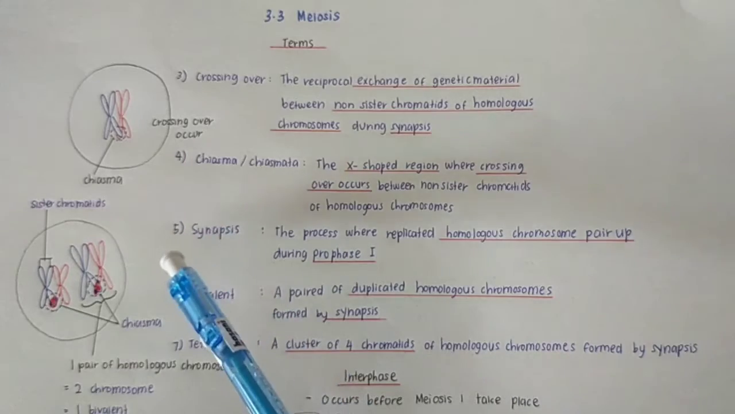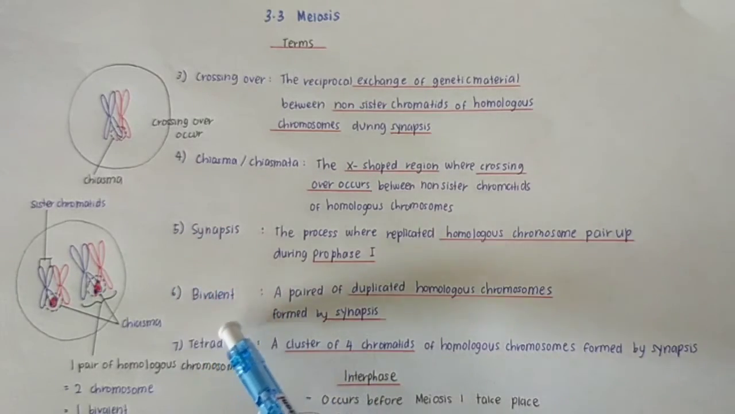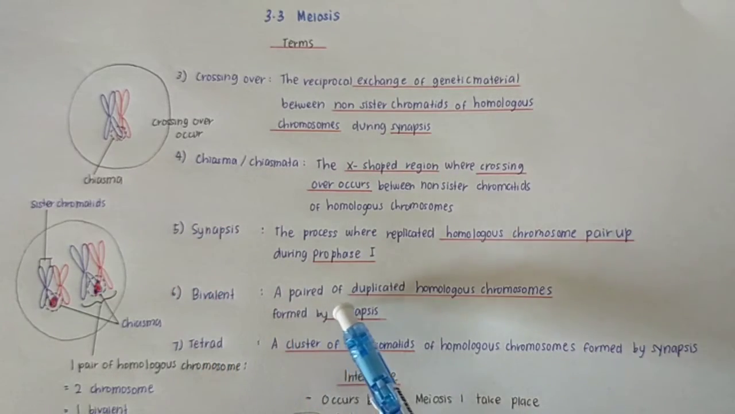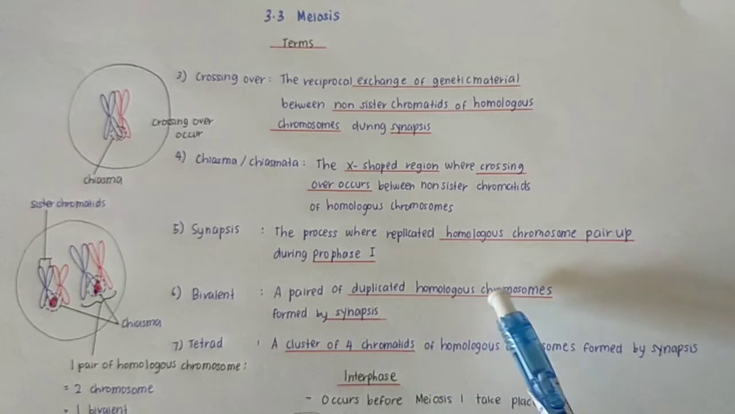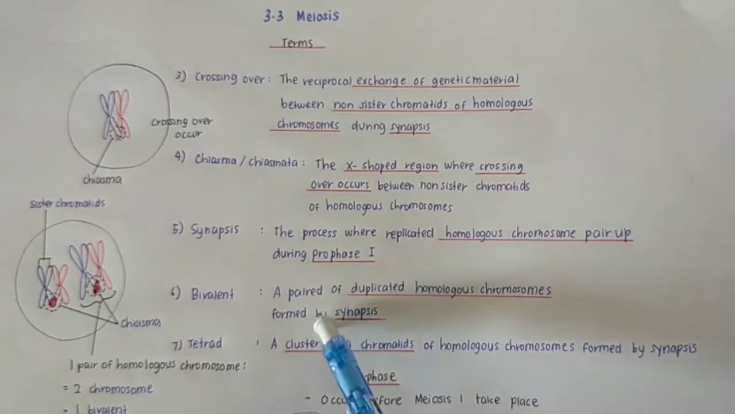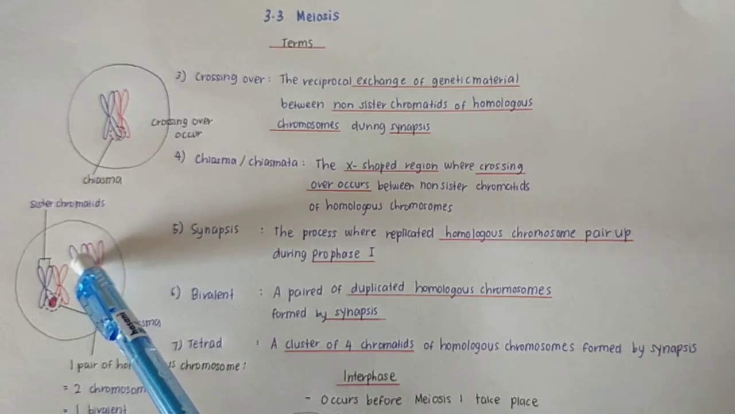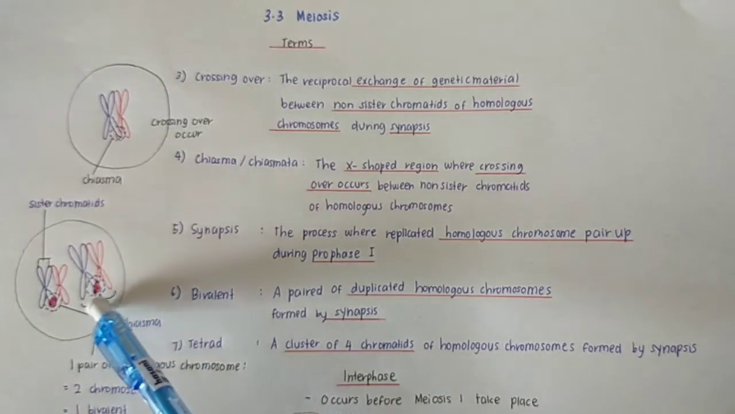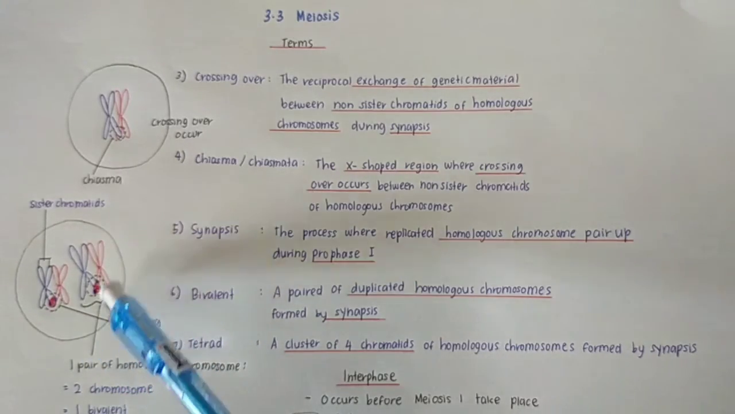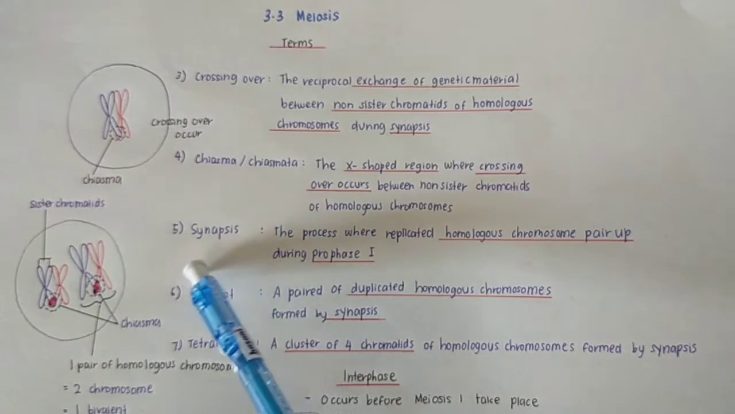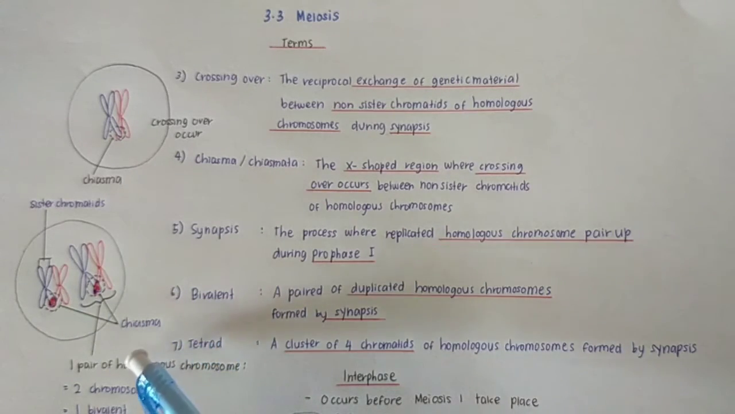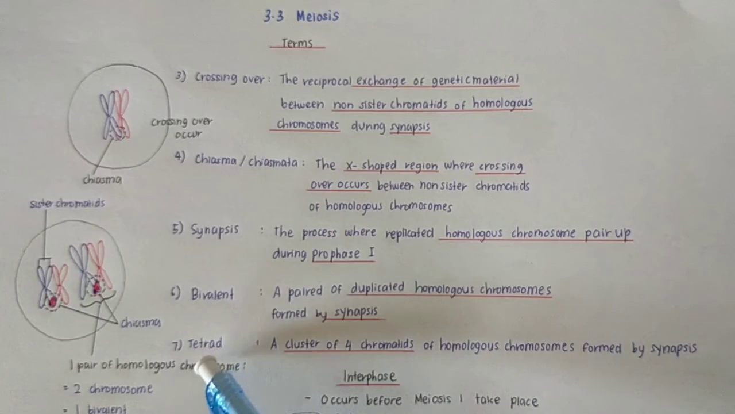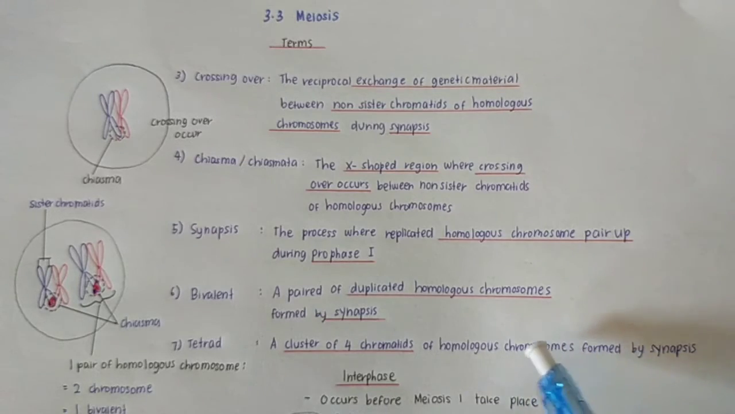Okay, and then from synapsis, actually it will form bivalent. So bivalent is a pair of duplicated homologous chromosome formed by synapsis. Maksudnya bila sahaja, okay, terbentuknya structure yang macam ni, okay, so this is the homologous chromosome, okay, so structure ni kita panggil sebagai bivalent. And also, okay, another one we call as tetrad. So tetrad refers to the cluster of 4 chromatids of homologous chromosome also formed by synapsis.